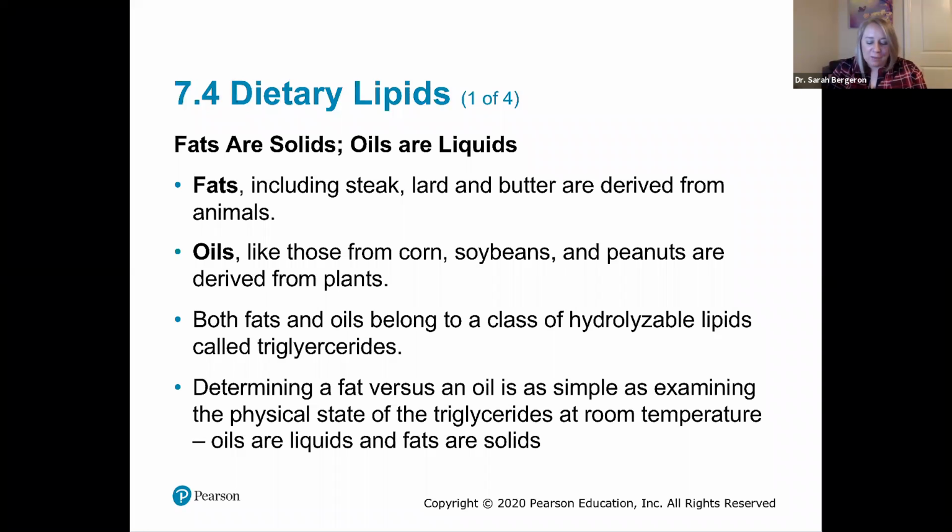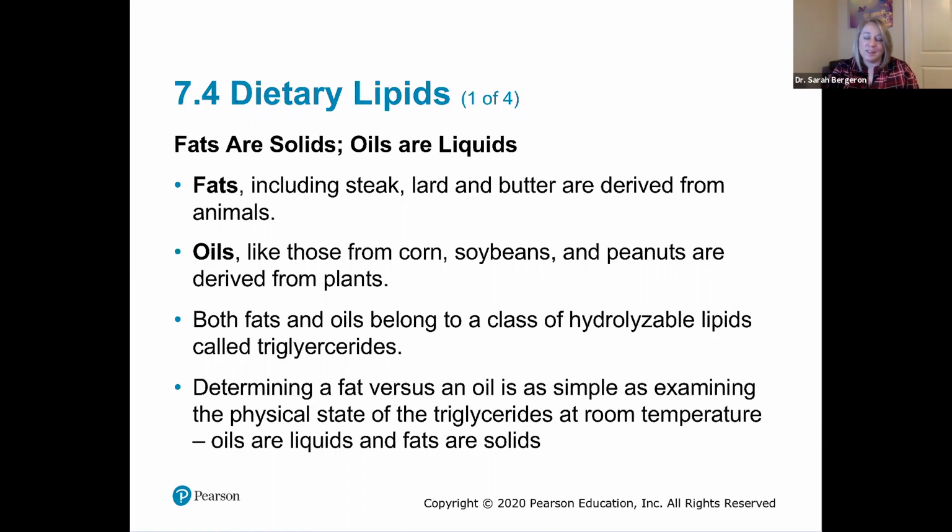All right, we are on chapter 7, section 4, and we're talking about dietary lipids. When we talk about dietary lipids, we kind of talked about this before, right? We talked about fats being solids at room temperature and oils being liquid. So when you think about fats and oils, if you just think about what state of matter they're in when they're sitting on your kitchen counter, you can figure out what it is.